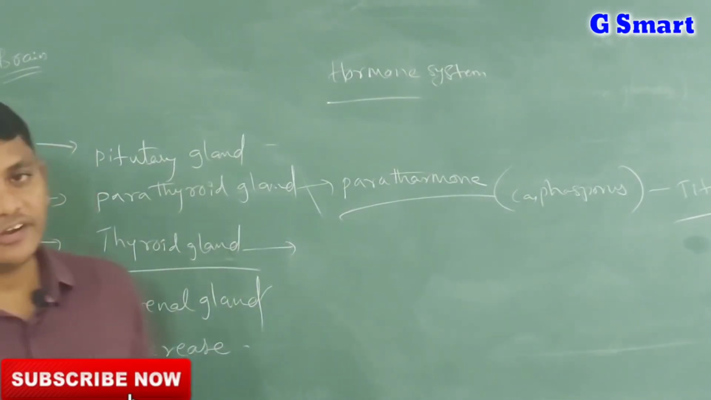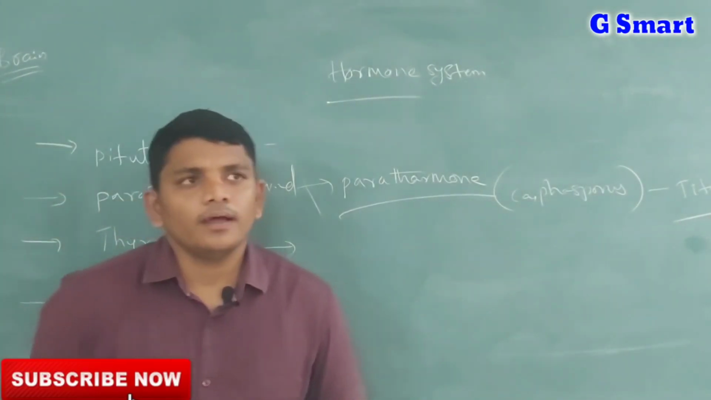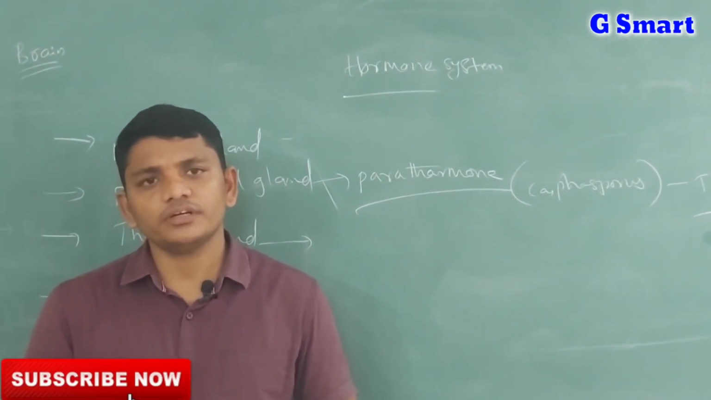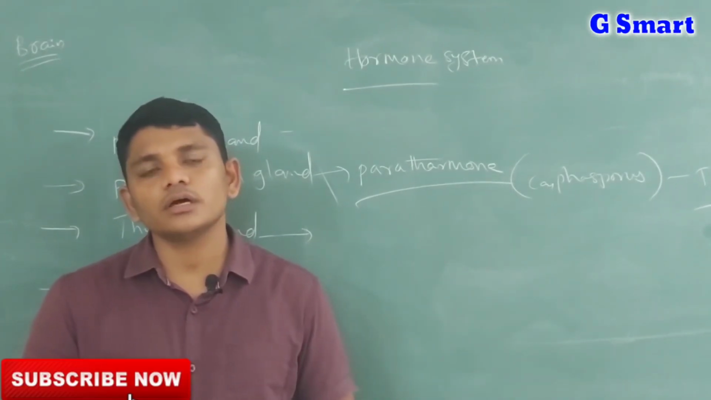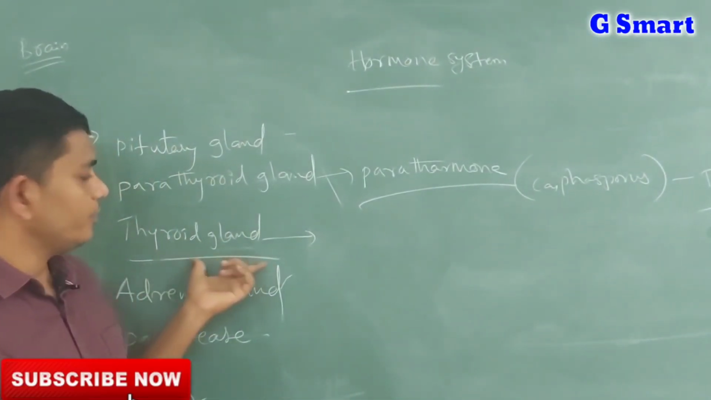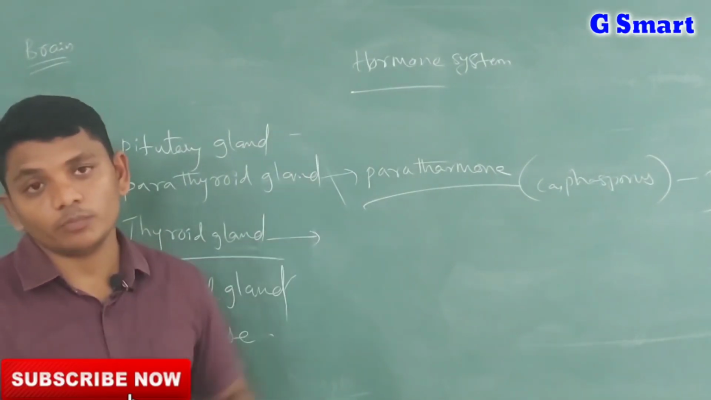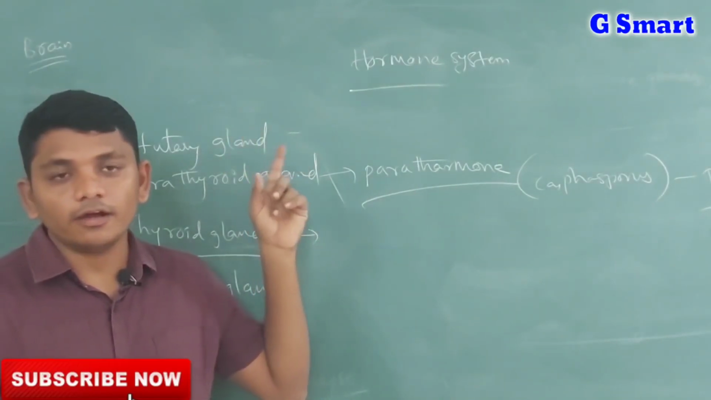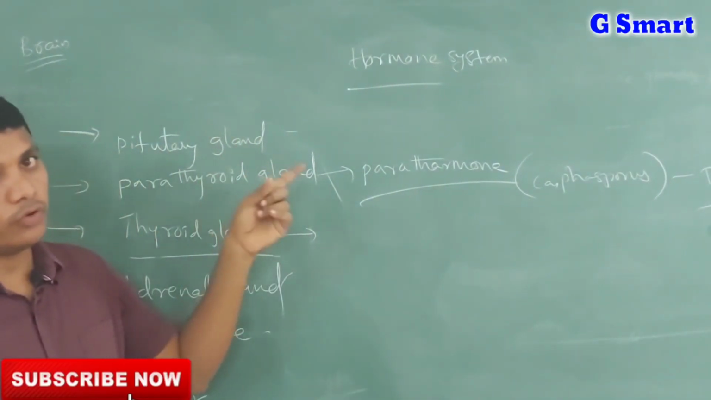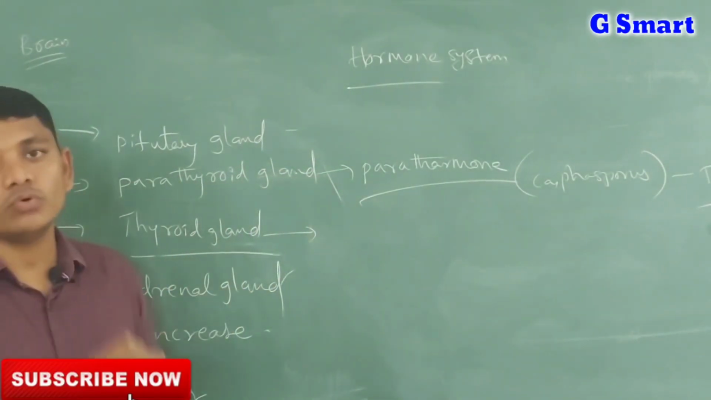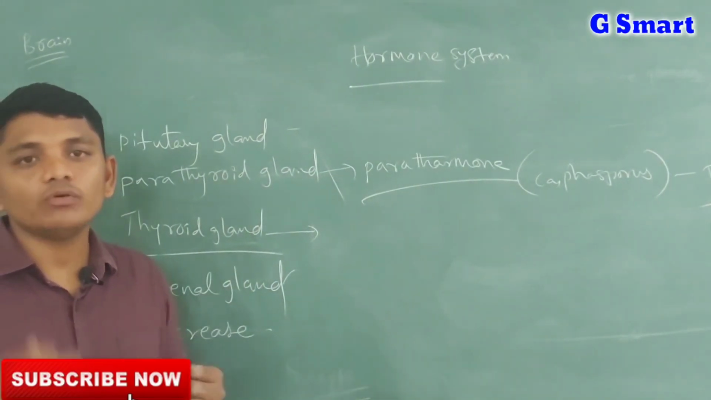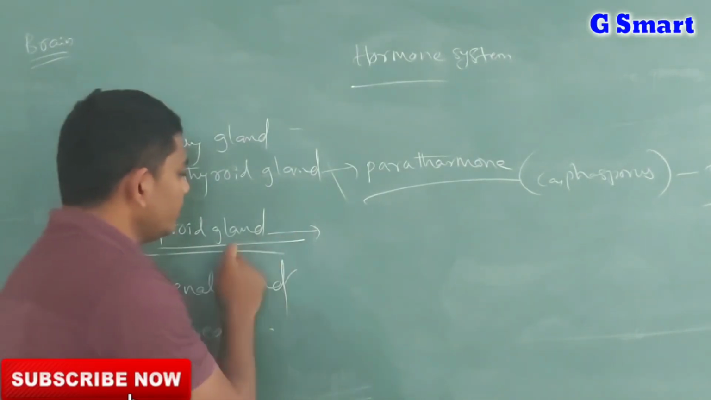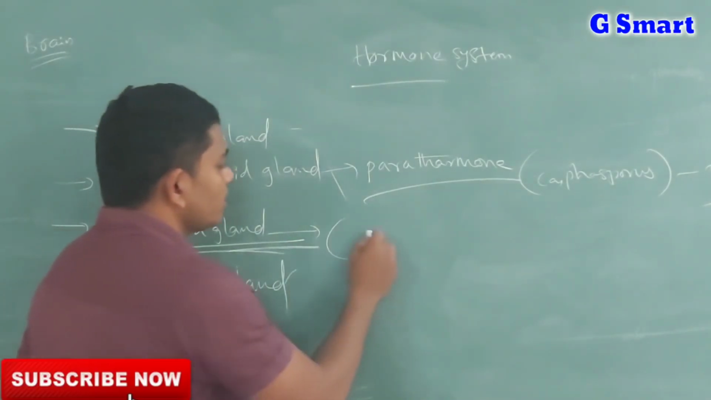Let us discuss the thyroid gland. The thyroid gland is responsible for the general growth of the body. General growth works under the thyroid gland along with the somatotropic hormone. Somatotropic hormone is released by a gland called the pituitary gland. So the somatotropic hormone and the thyroid gland coordinate with each other to give growth to the body. So the thyroid gland is also responsible for the general growth.